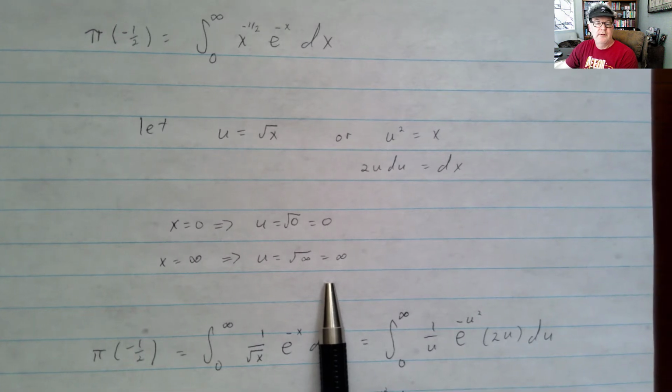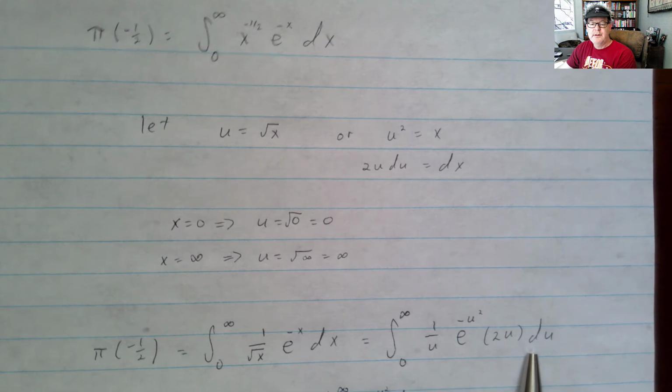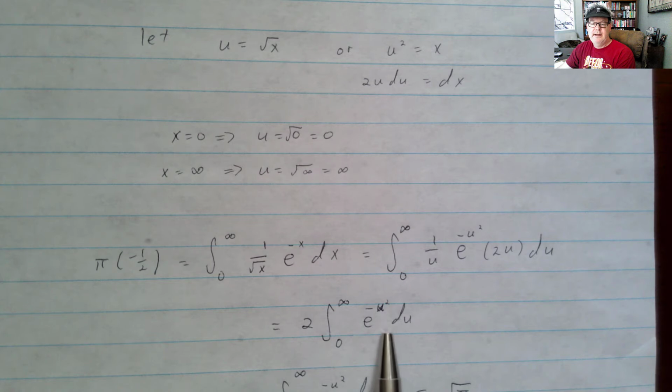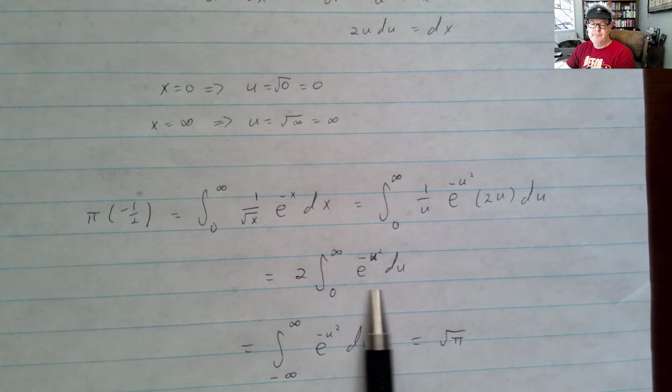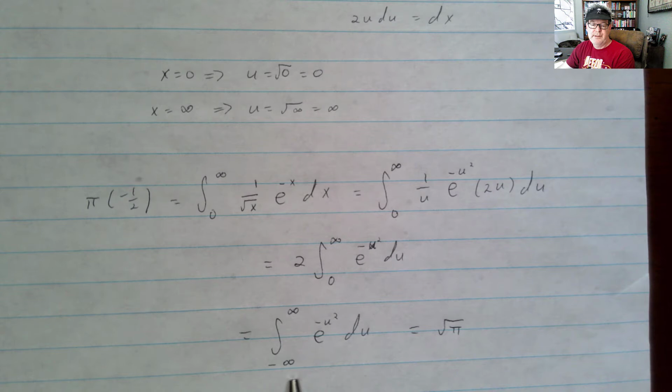So then pi of negative 1/2 is x to the negative 1/2, or 1 over root x, times e to the negative x dx, or in terms of u, u goes from 0 to infinity. This will be 1 over u, this will be e to the negative u squared, and dx is 2u du. The u's cancel, and you get 2 times the integral from 0 to infinity of e to the negative u squared du. This is an even function, so 2 times this integral is the same as the integral with symmetric limits, negative infinity to infinity. And this is well known to be root pi.